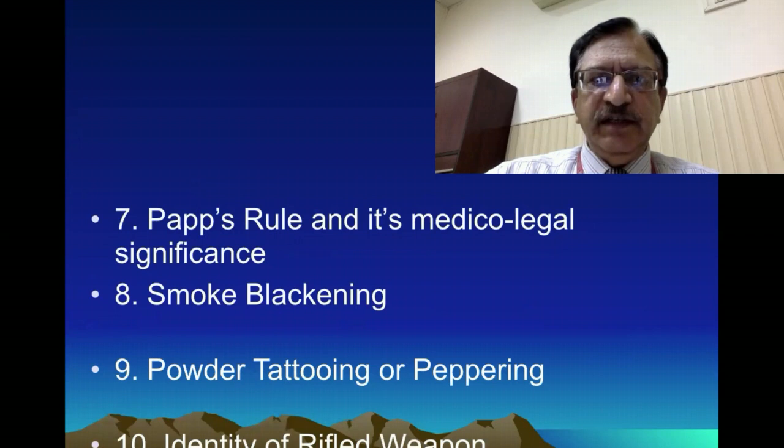And we will discuss Puppe's rule and its medicolegal significance. This is important when two bullets are fired on the head, and how to determine which was the first bullet fired. Then we will discuss smoke blackening, powder tattooing or peppering, and how we identify a rifled weapon from a bullet recovered from the crime scene.